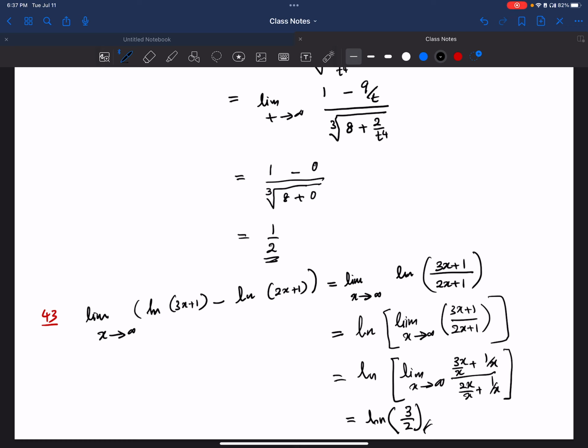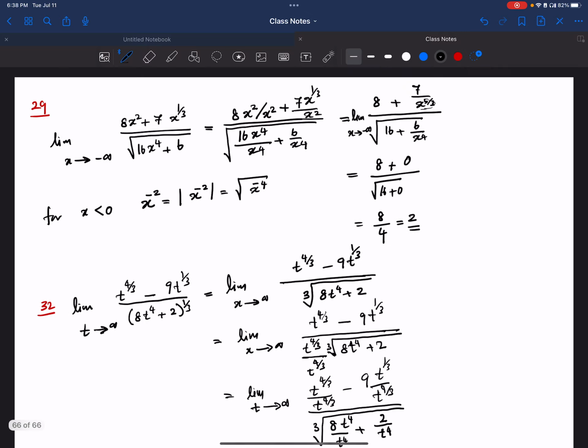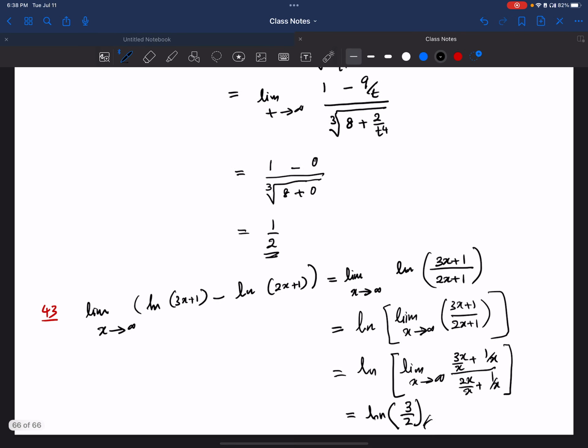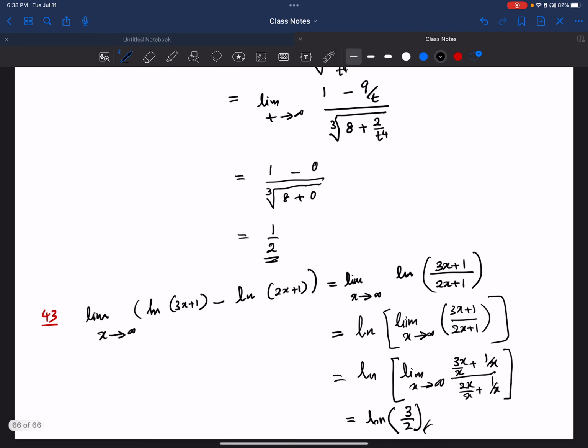Because it's a composite function, right? We can do it like that, and we have learned that in previous sections. Okay, that's what I have for this lecture.